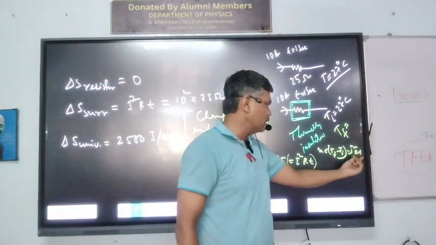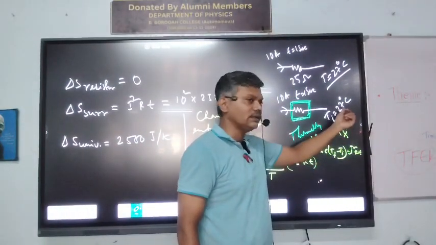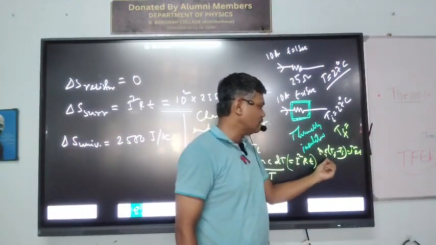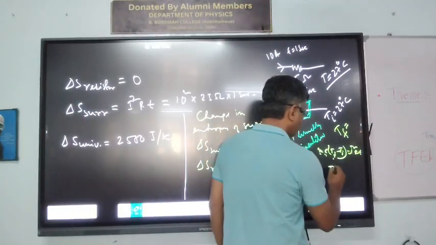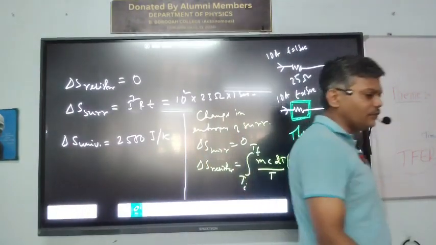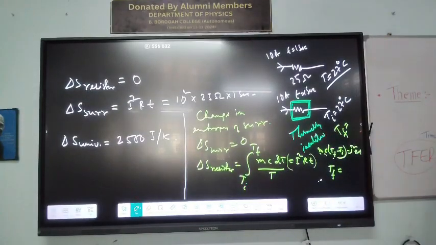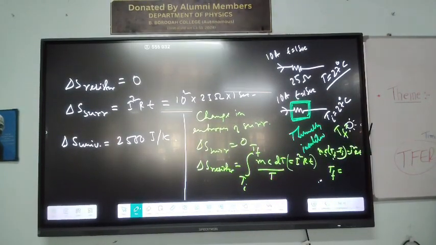So this is 2500. Ti is 27 degrees Celsius. mc I know, so I can find out TF. And if you find out this TF will be equal to, so you have to find it out. You have to find out the value of this TF.